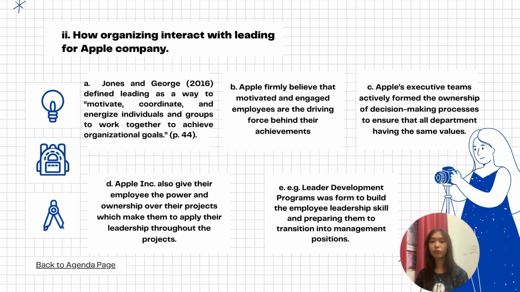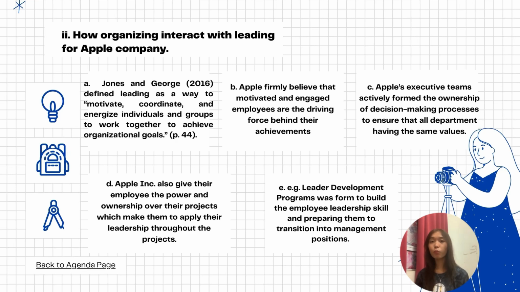Moving on to the next point, how organizing interacts with leading for the Apple company. Jonas and Josh define leading as a way to motivate, coordinate, and energize individuals and groups to work together to achieve organizational goals. Leadership is the ability of a leader to guide and influence employees to perform their tasks effectively in order to achieve set goals. A leader who has great leadership skill will be able to motivate and inspire team members, encouraging them to work together towards shared objectives.